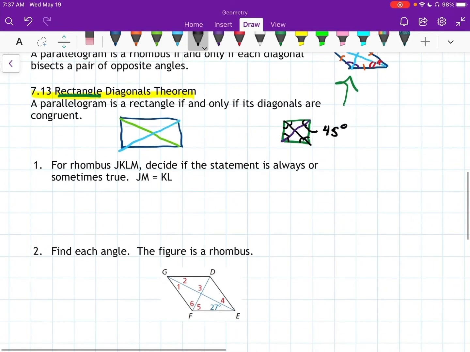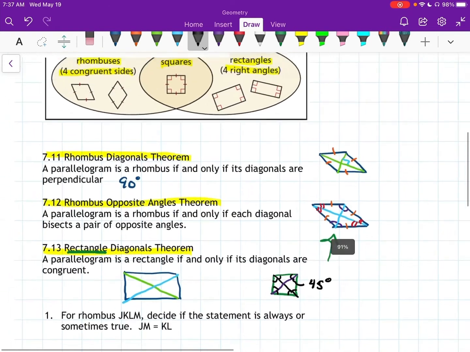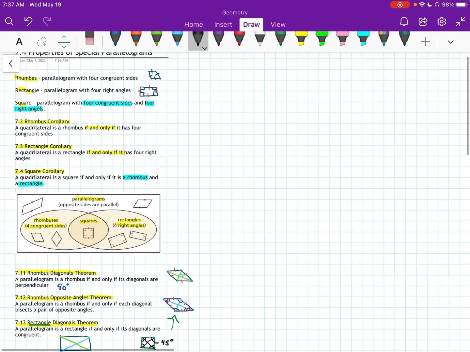All right, let's look at some examples. Here, let me scroll back up, and you can pause if you need to while you look at those.